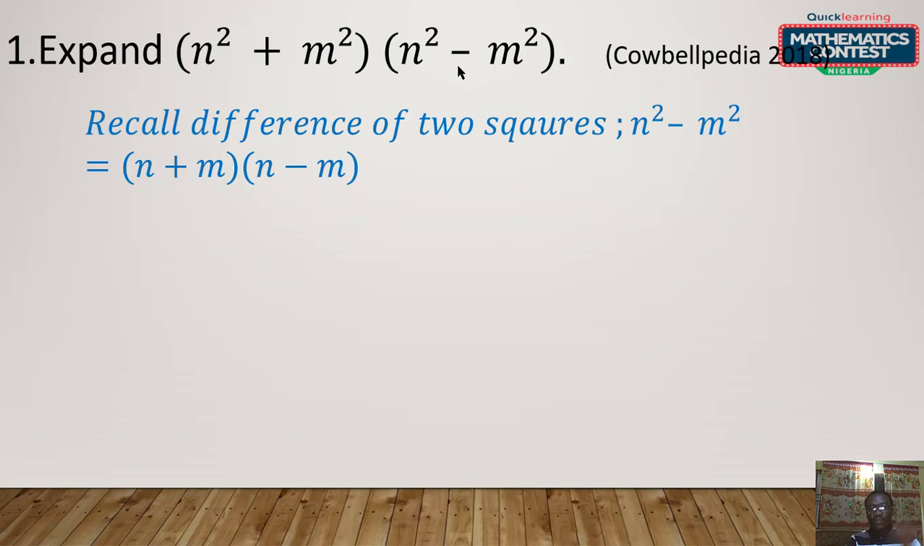And what is actually difference of 2 square? We have this mathematical statement that actually says when we have n square minus m square, it mustn't be m and n, it could be any letters of the alphabet.